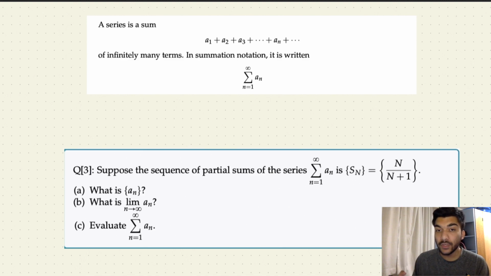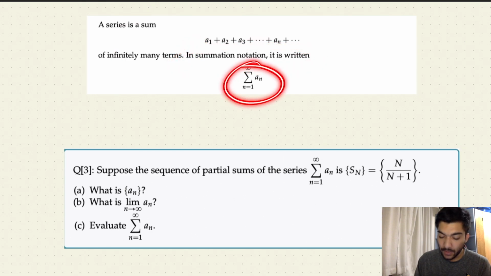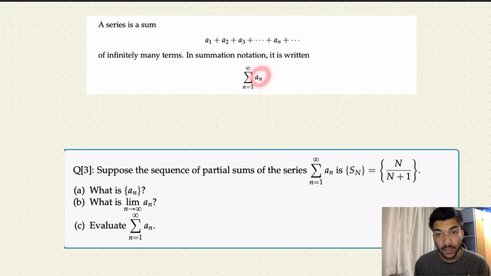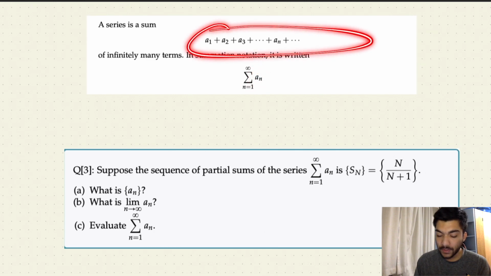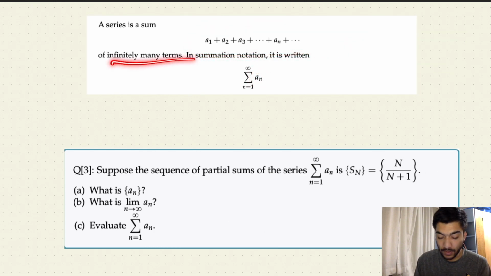So now the first question is, what is a series? A series is basically a sum of sequences. If you take a sequence and add all the terms in the sequence, you'll get a series. So a series is a sum of infinitely many terms, and in the summation notation it is written by this summation over here, summation n equals 1 to infinity of a of n, where you know that a of n is basically your sequence, right? So you took a sequence and you added all the terms in the sequence until infinity to get a series.